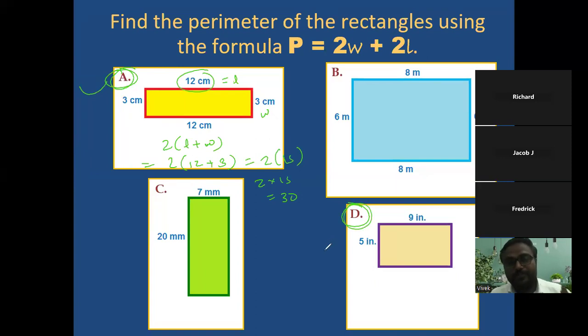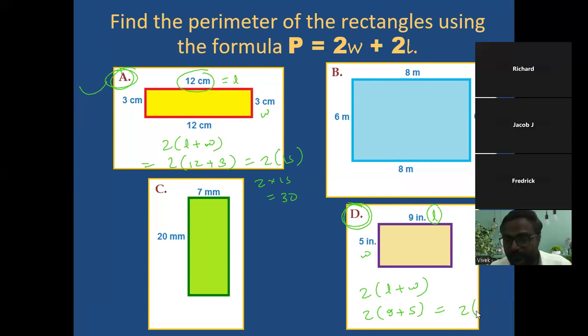Now I'm going to solve question D. 2 times L plus W. I'll keep this as L, this as W. So 2 times (length 9 plus the width 5), which is 2 times 14, which is equal to 28. Now, can you guys find the perimeter of shape B fast?